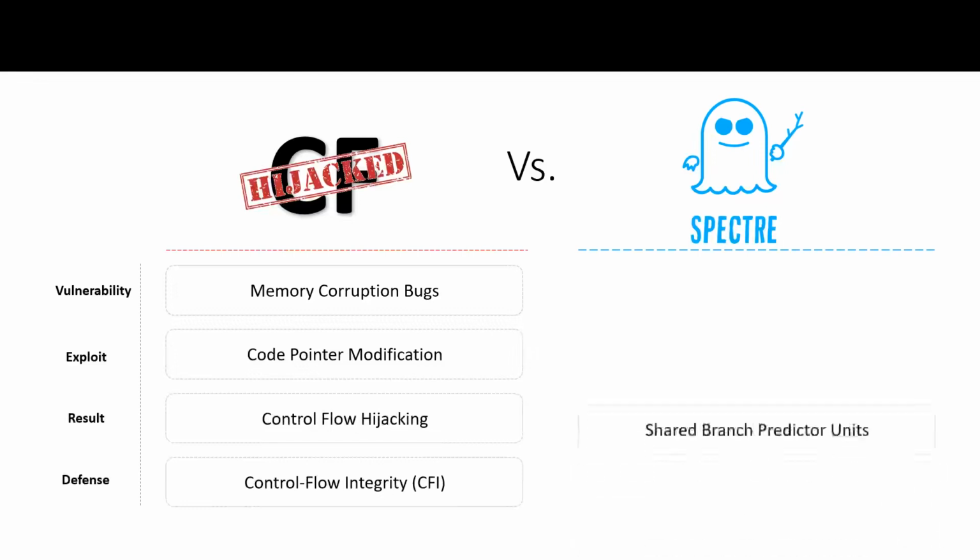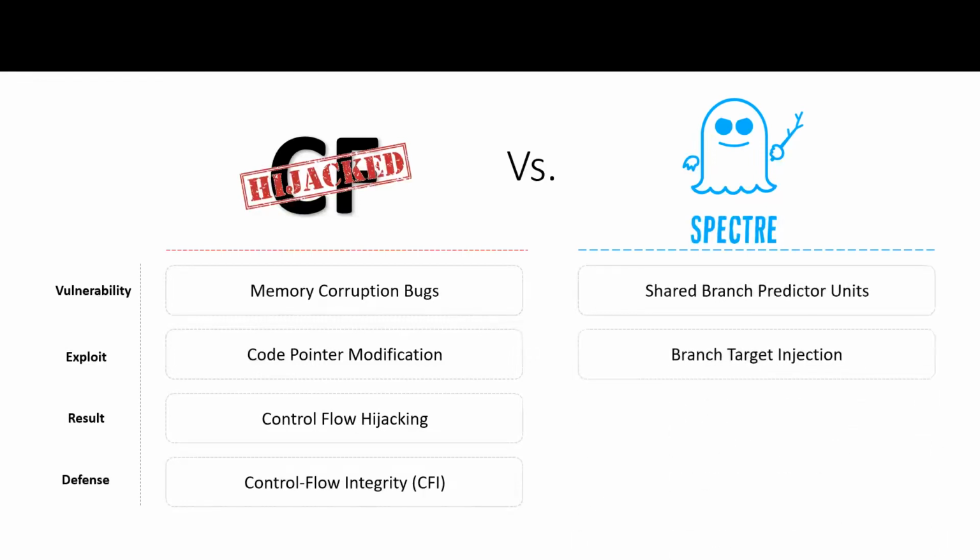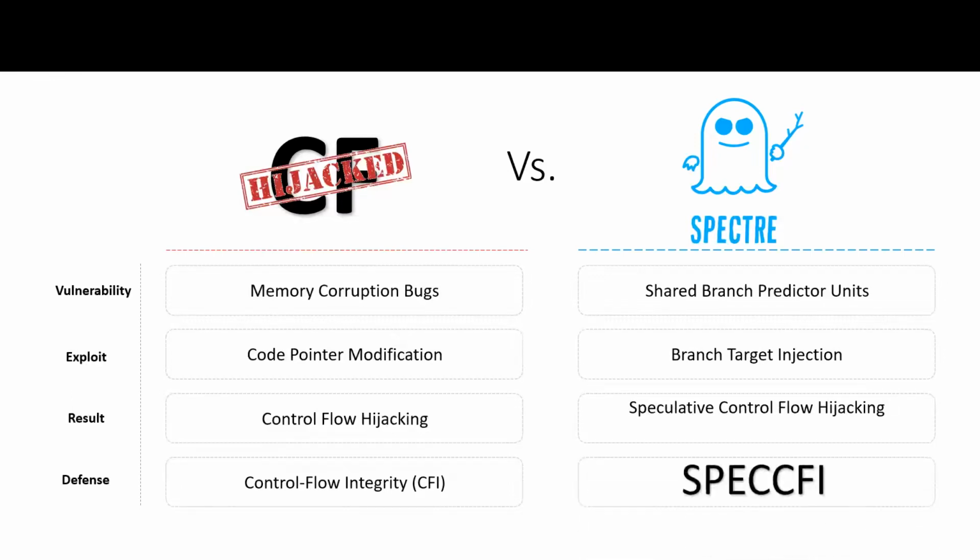If we try to see how it corresponds to Spectre, we see that here the attacker also tries to exploit the fact that the branch predictor is shared between him and the victim by injecting his desired target to the BTB. The only difference here is that in this type of attack, the attacker tries to hijack the speculative control flow. So the basic idea behind SPECCFI is to apply the principle of control flow integrity to the speculative execution of the program.